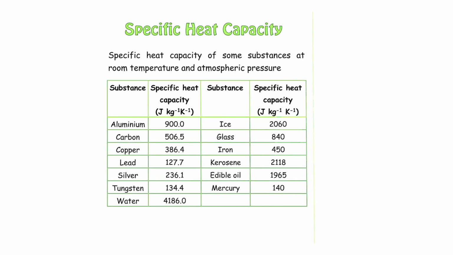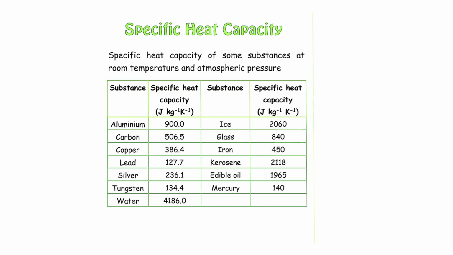Now we can see the specific heat capacity of some substances at room temperature and atmospheric pressure. Here we can observe aluminum is 900, carbon 506, copper 386, lead 127, silver 236, tungsten 134, water 4186, ice 2060, glass 840, iron 450, kerosene 2118, edible oil 1965, and mercury 140.